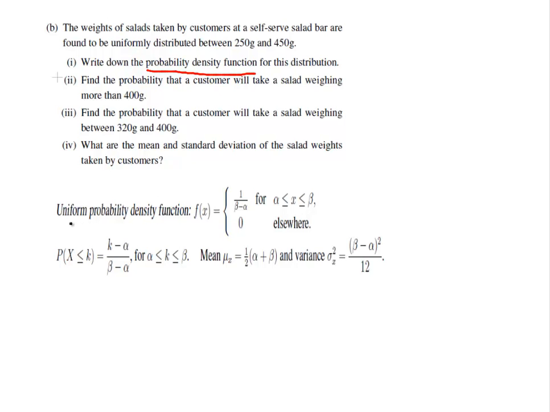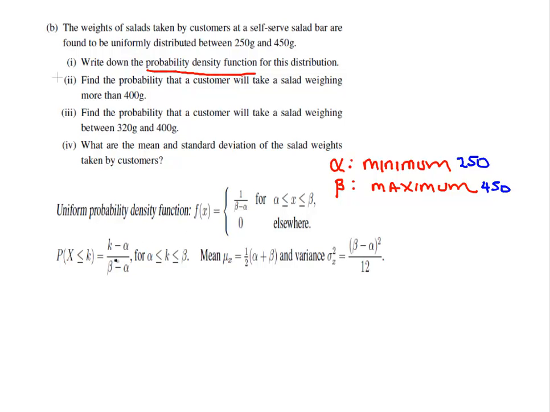So essentially this is what we have to write out here, but we have to figure out what the parameters are. The two parameters are alpha and beta. Alpha is the minimum, and beta is the maximum. In this case alpha is 250, and beta, the maximum, is 450.